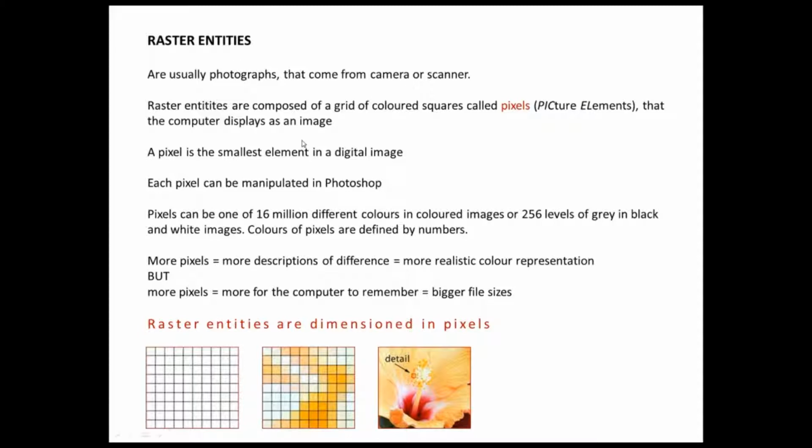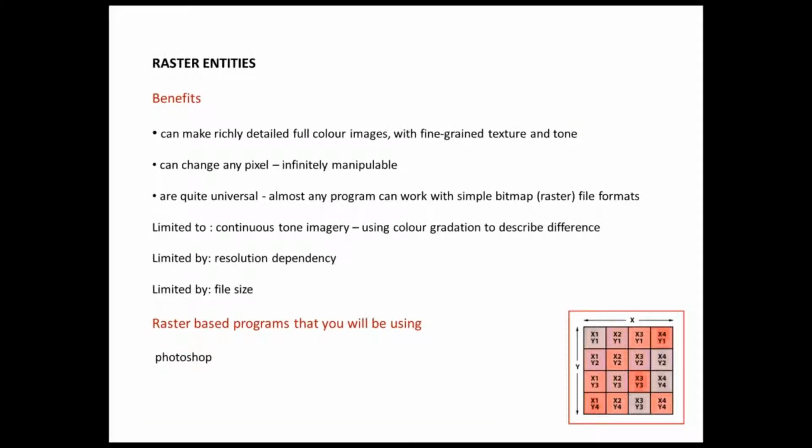A raster entity is a grid of colored squares. Each one of those colored squares has different information. Same thing when you take a photo, it produces a grid of colored squares called pixels. The more pixels you have, the more realistic the image looks. There's a crispness to it. The more pixels that you have, however, increase the file size.